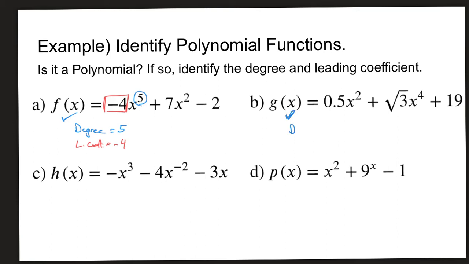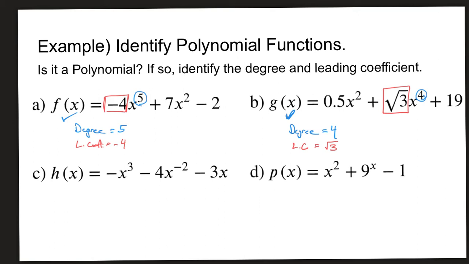Okay, and let's see here. Can we identify the degree? Well, that's the highest exponent. Ooh, right there, it's 4. Double check, it's not always the first thing you see. What about the leading coefficient? It's going to be the number that's right in front of the highest exponent. So that is, in fact, the square root of 3.